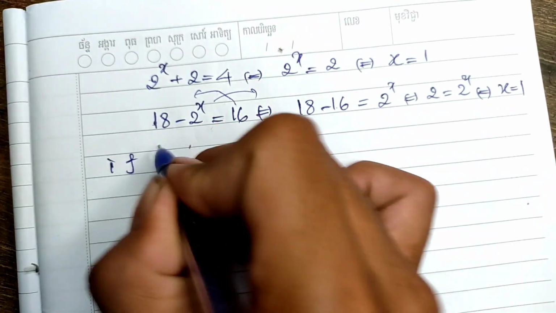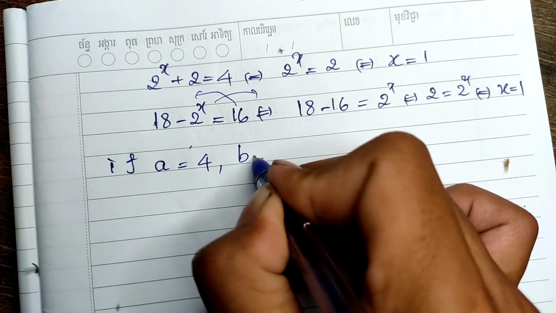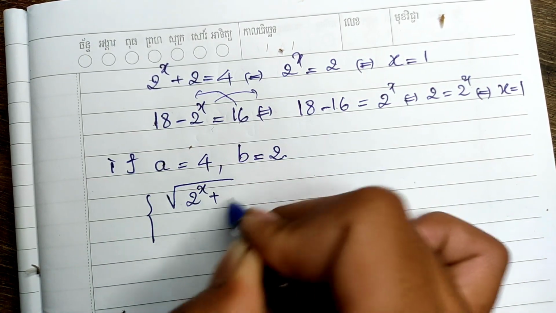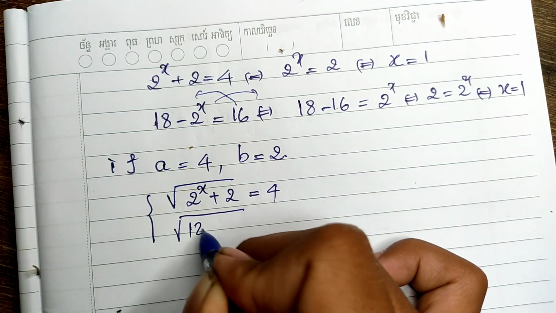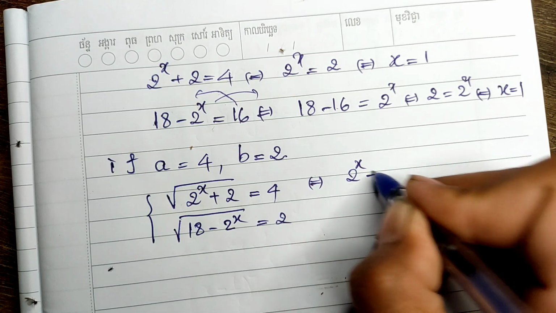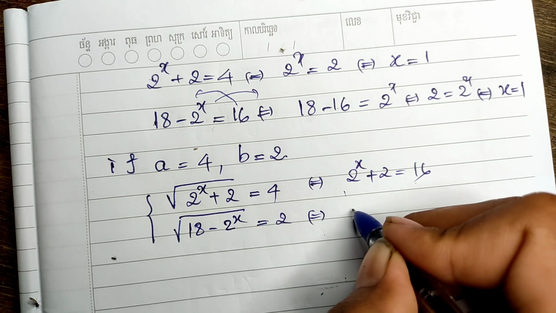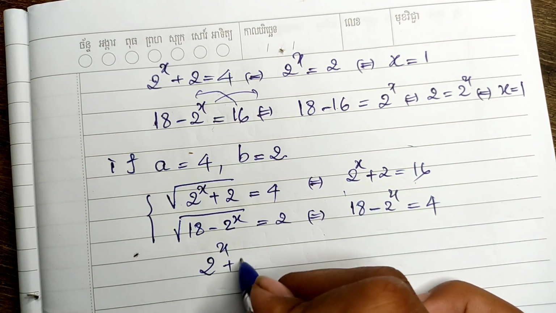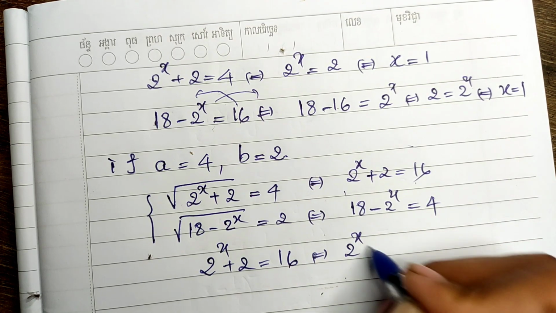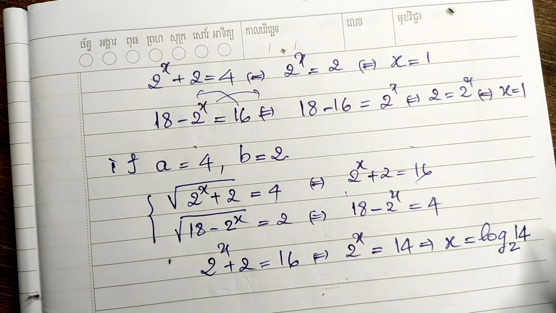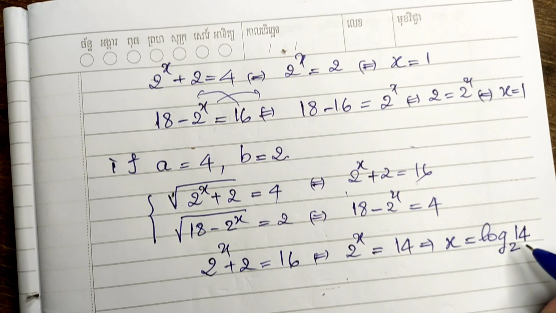And now if A equals 4 and B is equal to 2, we get square root of 2^x plus 2 is equal to 4 and square root of 18 minus 2^x is equal to 2. Now I raise both sides of this equation to the square, so we get 2^x plus 2 equals 16, and 18 minus 2^x equals 4. From this, 2^x plus 2 equals 16, we get 2^x equals 14, and we get x is equal to log base 2 of 14. We take this because this value of x is smaller than log base 2 of 18. So we accept it.